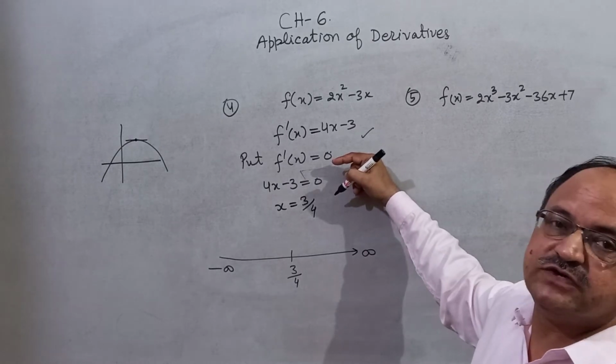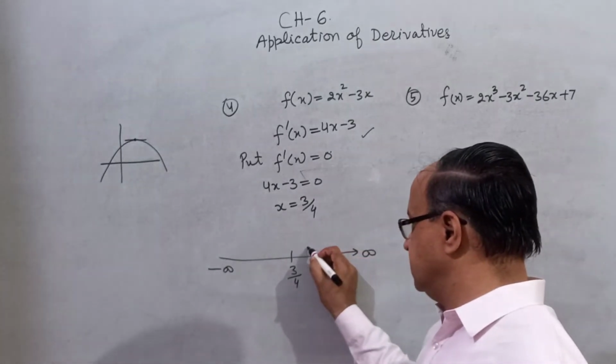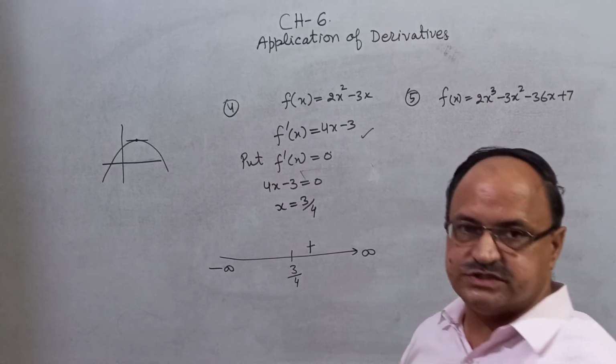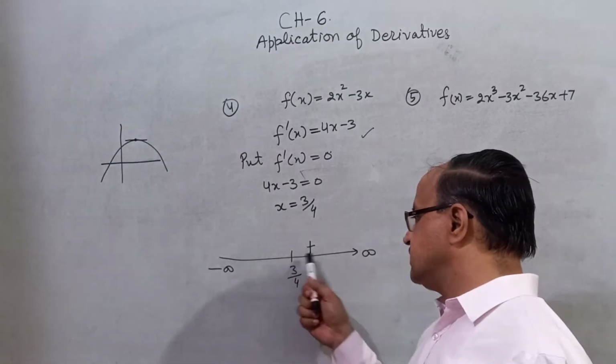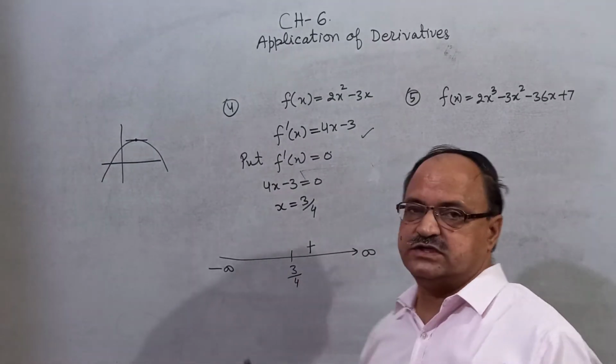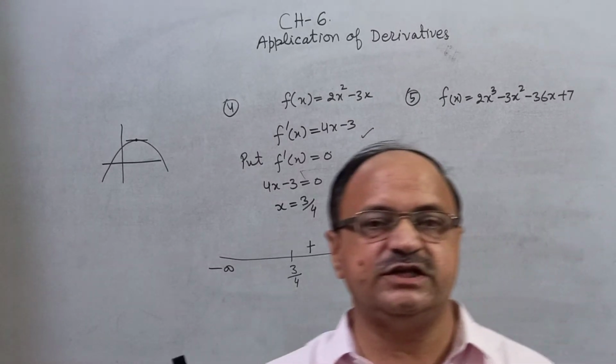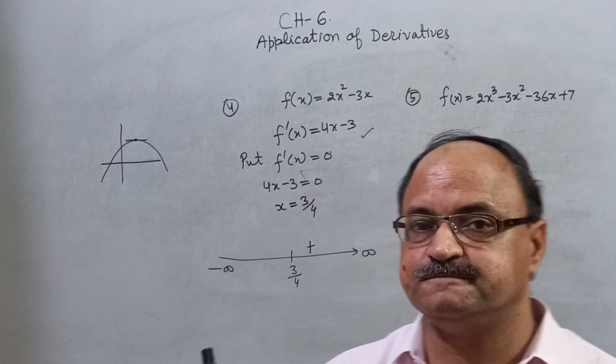Is it positive or negative? This is positive. Again, choose any value from this interval, 3 by 4 to infinity.